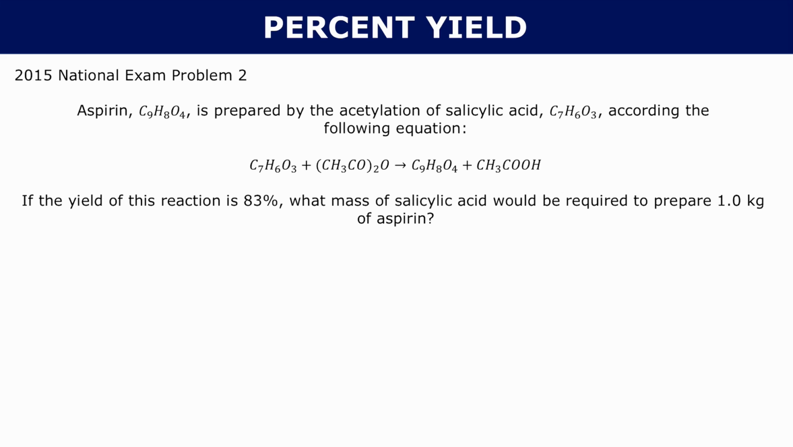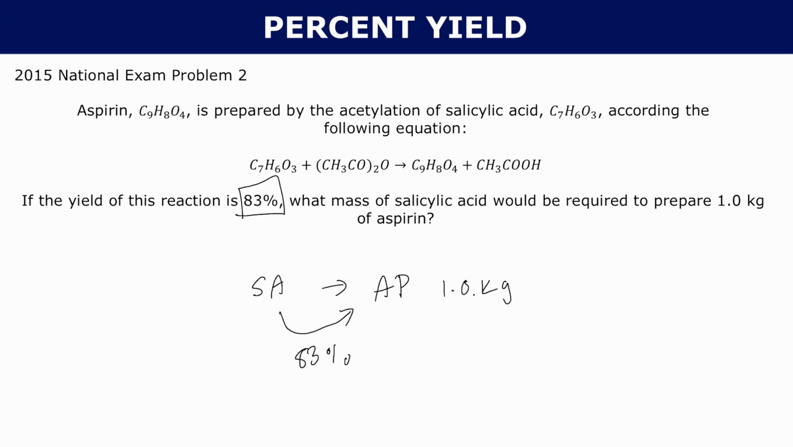We're told that some salicylic acid is being converted into aspirin, specifically 1 kilogram of aspirin. The important thing to realize here is that this transfer is only 83% efficient, and we're told that by the percent yield of the reaction. What this means is that although we're producing 1 kilogram of aspirin, if the percent yield was 100%, we would be producing more aspirin.